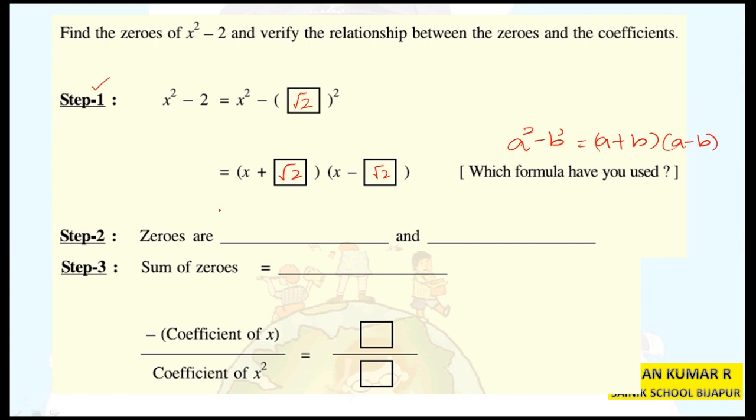So for finding zeros, we were equating it to 0. So the zeros are minus root 2 and plus root 2. What is the sum of the zeros? It is 0. What is the negative of the coefficient of x? In this, x square minus 2, there is no x term, or else you can write it as 0 times x minus 2. Then make this as positive, there is no problem in doing that. What is the coefficient of x? It is 0. What is the coefficient of x square? It is 1. So 0 by 1 is 0.